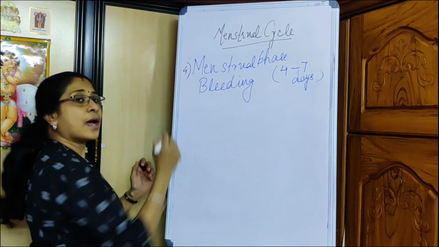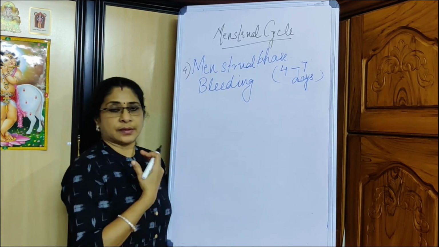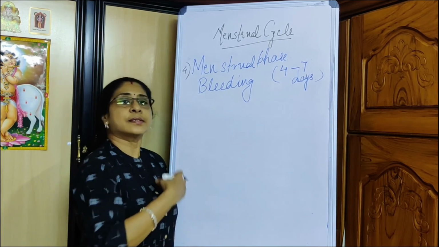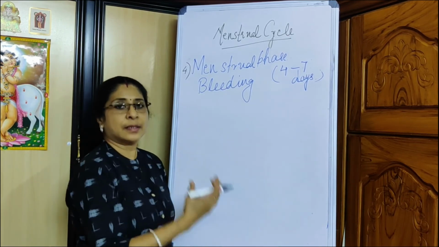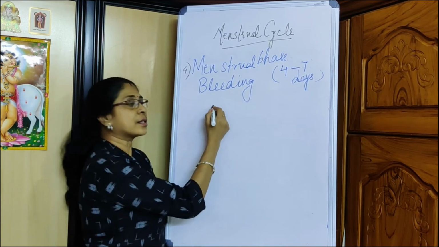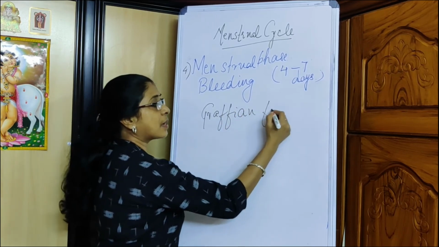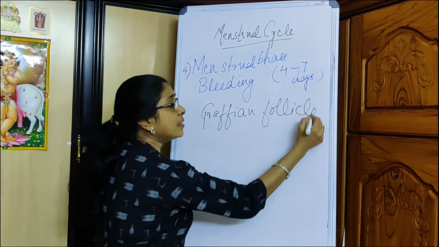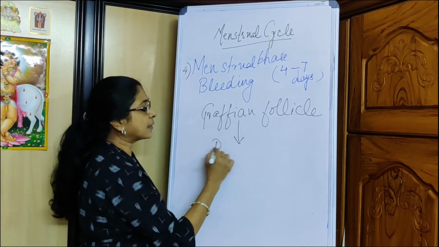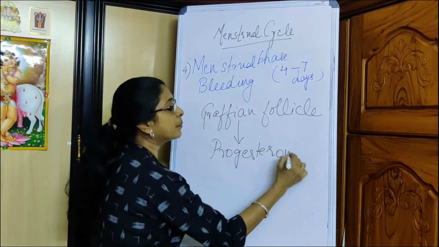We come to the last phase, that's the menstrual phase. In normal situations, when pregnancy does not happen, the menstrual phase sets in. During this phase, there is a gradual degeneration of the Graafian follicle. The Graafian follicle starts degenerating, and in the absence of the Graafian follicle, automatically there is a decline in the progesterone production.